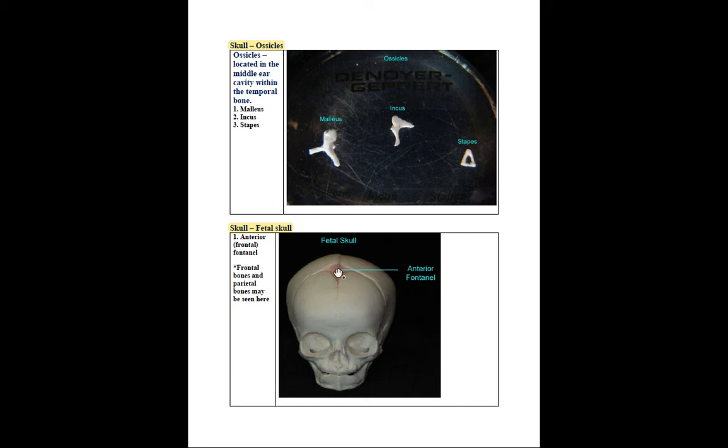You're only going to see the fontanelles in a fetal skull, right? Because they fuse shortly after birth. And the anterior fontanelle, which is seen up here, is actually the last one to fuse. So this is what we oftentimes call the soft spot on an infant. So here is the anterior fontanelle. You can also, again, learn frontal fontanelle. Anterior fontanelle is definitely more commonly used.